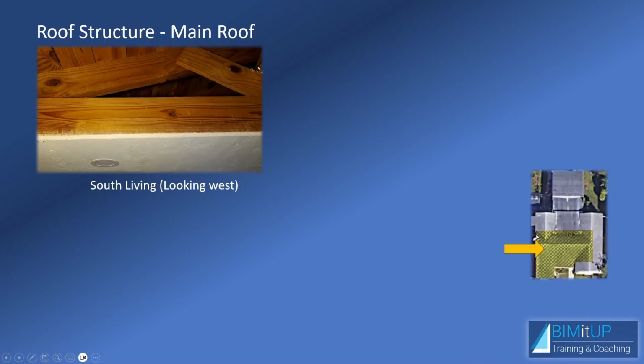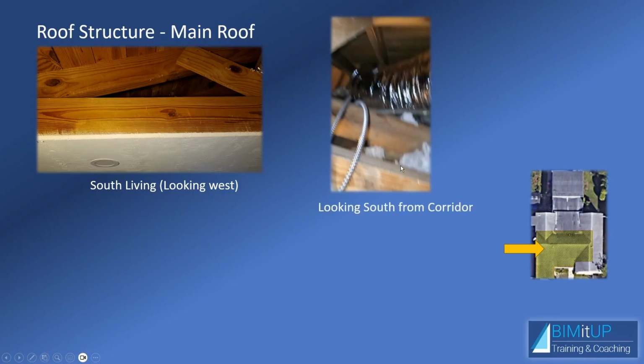This is the south living looking west. So I'm standing here looking west. You can see the rafters here, your diagonal, and your ceiling joist. This is looking south from the corridor. So I'm standing here in front of the bathroom looking south. And you can see here the rafters of this roof, and then here the rafters of this roof, and then you see a little bit of the ridge of this roof.